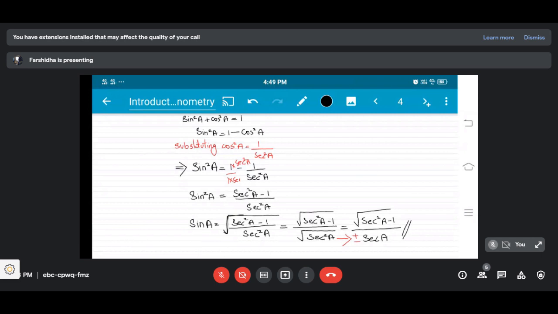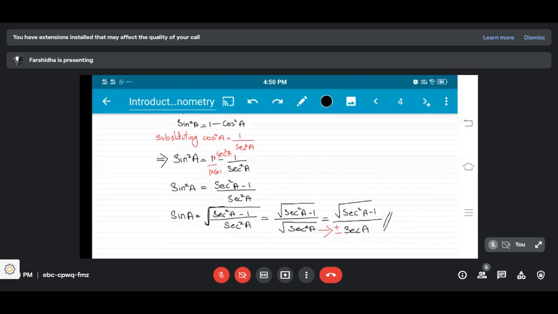Okay, so whenever you remove the root, sine A is root of sec square A minus 1 divided by plus or minus sec A.